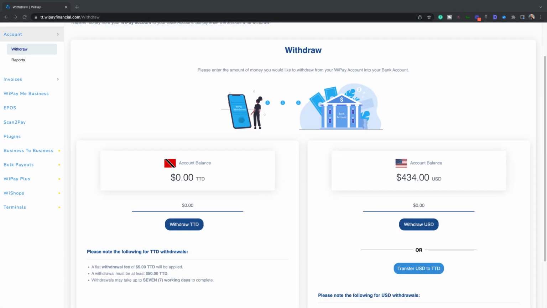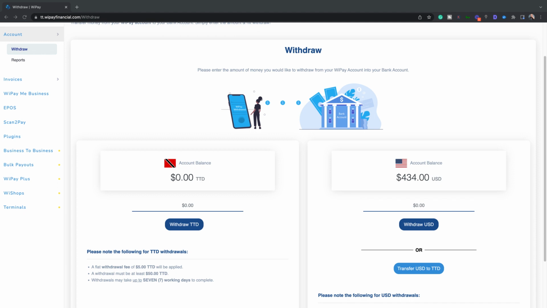Let's pull up my account right now. So as we can see, I have some US in my WiPay wallet. Now, how this works is that anytime you send out a digital invoice to your clients, and their currency is in the US denomination, when they make their payment, WiPay is going to recognize the currency that their credit card is in, and it's going to automatically put the funds into the US balance.